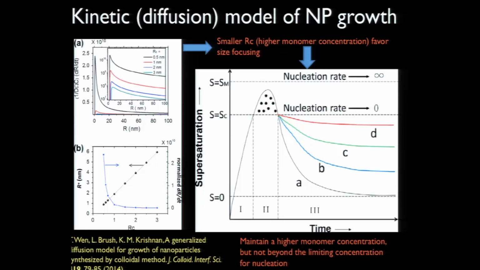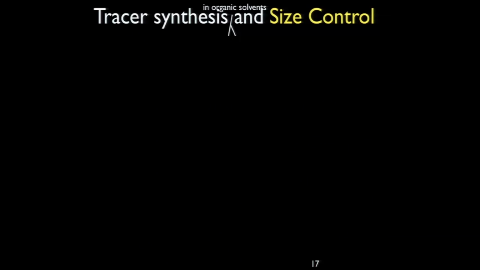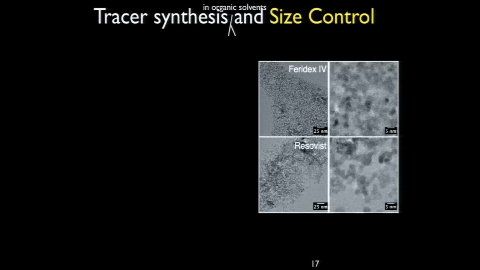And in order to get really nice size-focused growth, you have to maintain a high monomer concentration, but smaller than the nucleation rate, so you have the particles growing uniformly without nucleating. So that's the essential chemistry of what we do. And so we can do very nice size control by growing the particles in organic solvents.